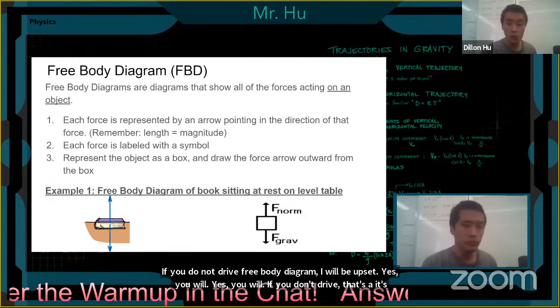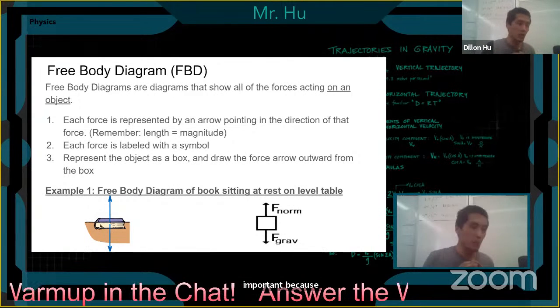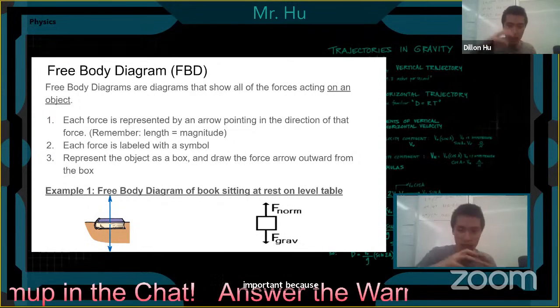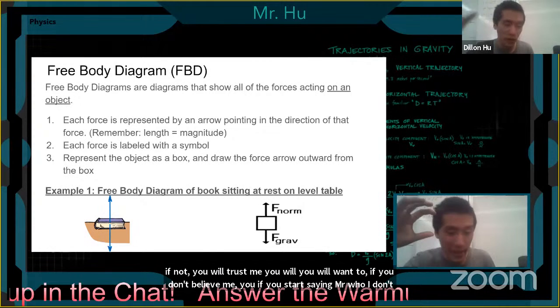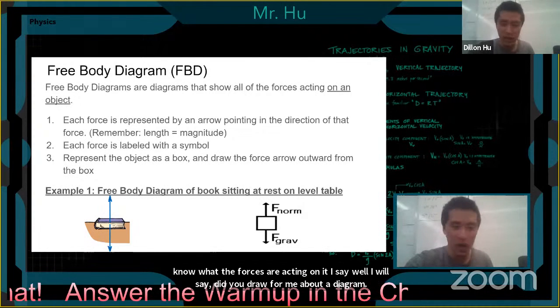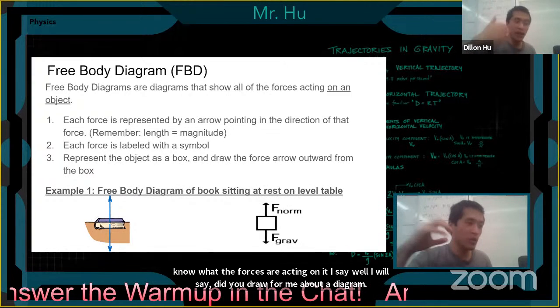So when you draw a free body diagram, you're going to draw an object. You're going to draw it as a box. It is always a box. If it's a car, it's a box. If it's a house, it's a box. If it's a circle, it's a box. If it's a triangle, it's a box. Everything is a box.